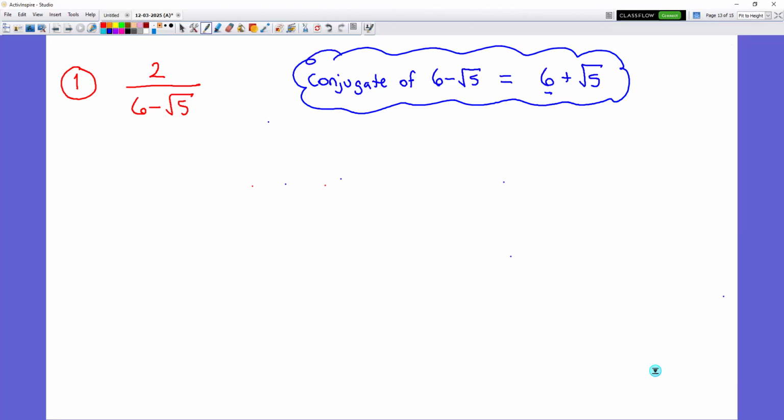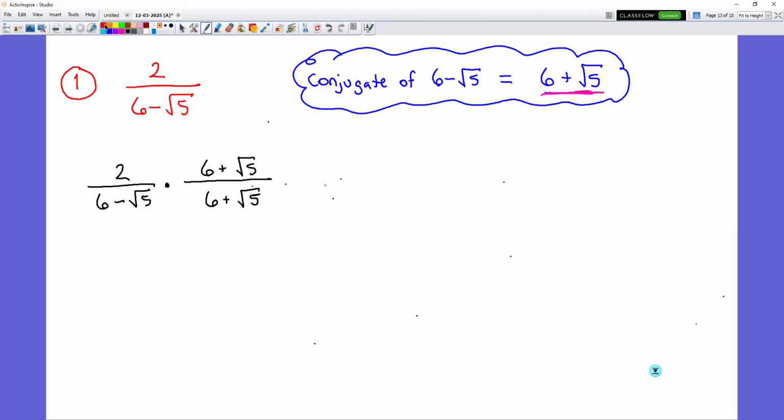Okay, now why is that important? Because we're going to take that 6 plus square root of 5 that we just found as our conjugate, and we're going to multiply it to both the top and bottom of the fraction we have right here. So here's how it works. We're going to have 2 over 6 minus square root of 5, and we're going to multiply both the top and the bottom by that conjugate. So the conjugate is 6 plus the square root of 5, and then 6 plus the square root of 5. Okay, so that's what you do when you have a binomial expression with a radical on the bottom. You're going to multiply by the conjugate.